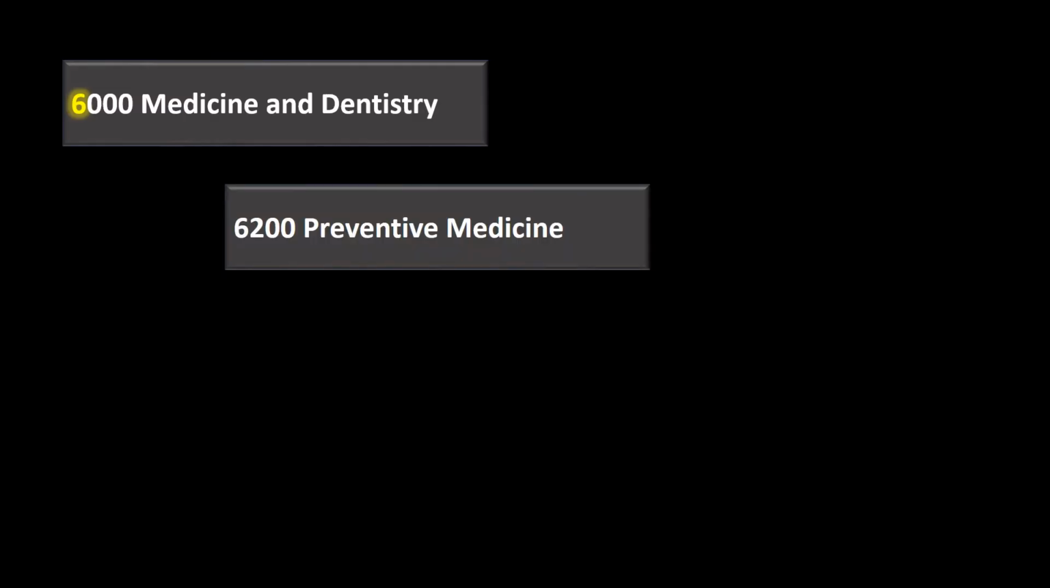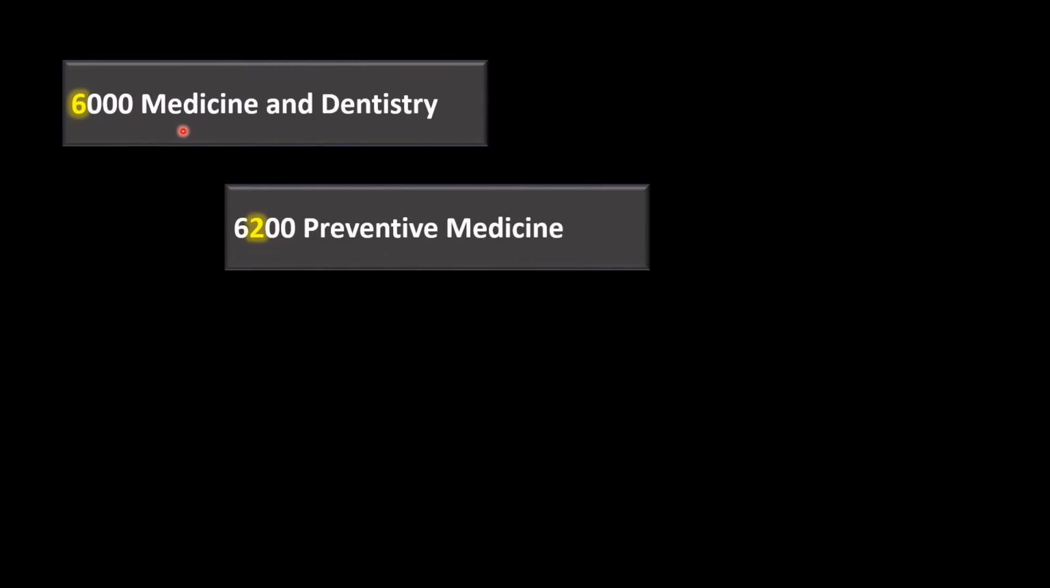So first off, SSIC codes, right? Subject identification codes. They start with the primary number. So anything 6,000 would be medicine and dentistry. So that 6,000 makes it the primary number. Well, they break down even further, right? So there's our primary number. Then we go into our secondary number. This 2, now we're talking 6,200, means preventative medicine.